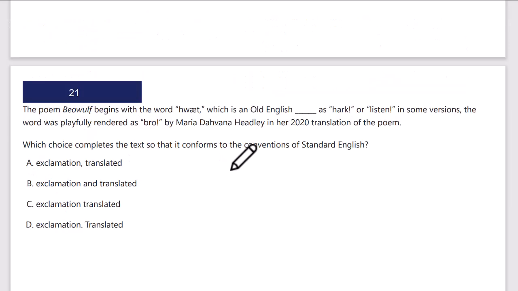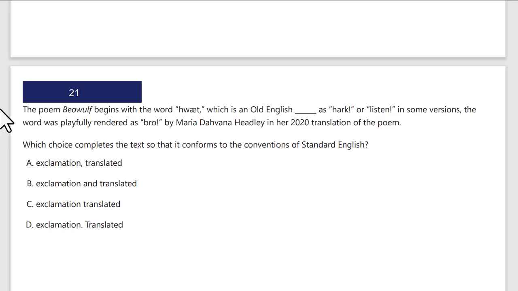The poem Beowulf begins with the word what, which is an Old English exclamation translated, or possibly and translated, as hark or listen. In some versions, the word was playfully rendered as bro by Maria Headley in her 2020 translation of the poem. Okay, so let's see this. Can I have some type of dependent clause? Or do I need a period between independent clauses?